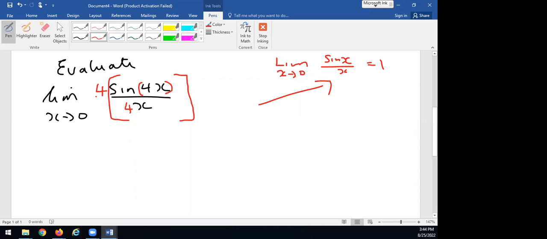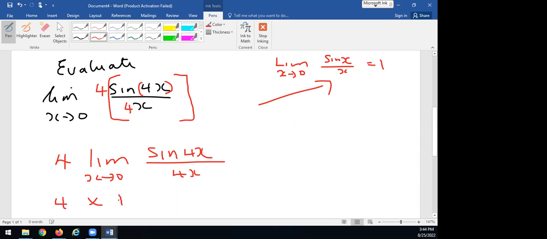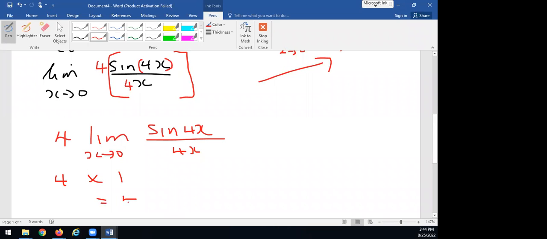Remember now we have a law of limit that says if you find the limit of a value times the function, remember that constant? I think that was our third rule or something like that. You can always pull it out. So this is the same thing as 4 times the limit as x approaches 0 of sine 4x upon 4x. And of course, this is just 1. So it is 4 times 1, which is just going to be 4.